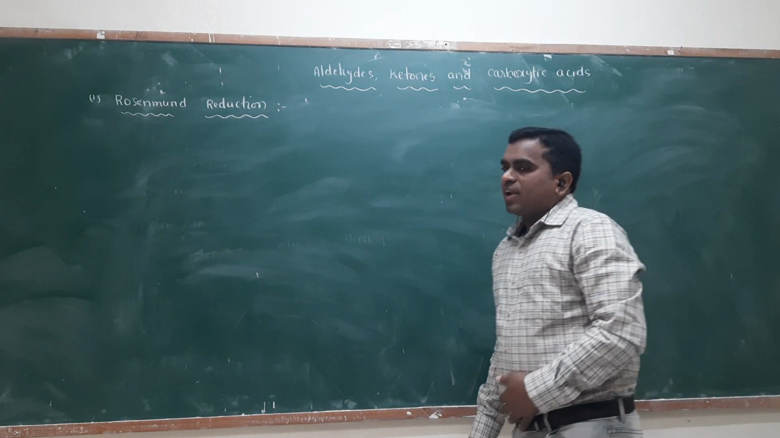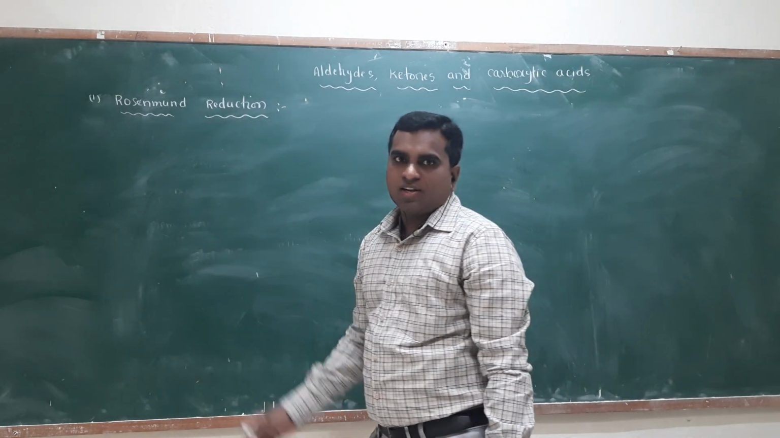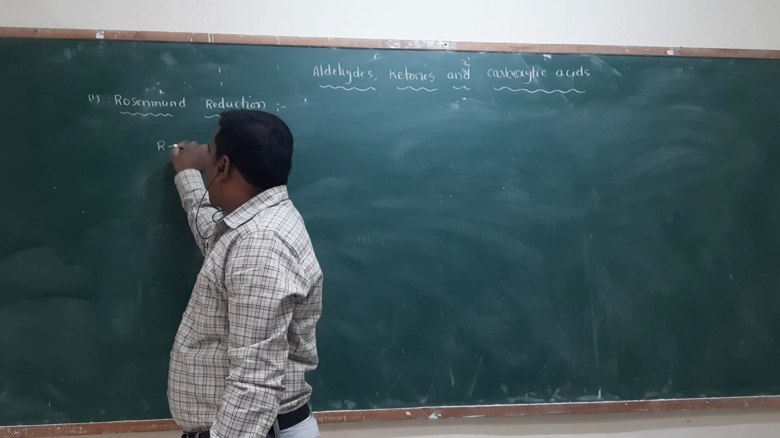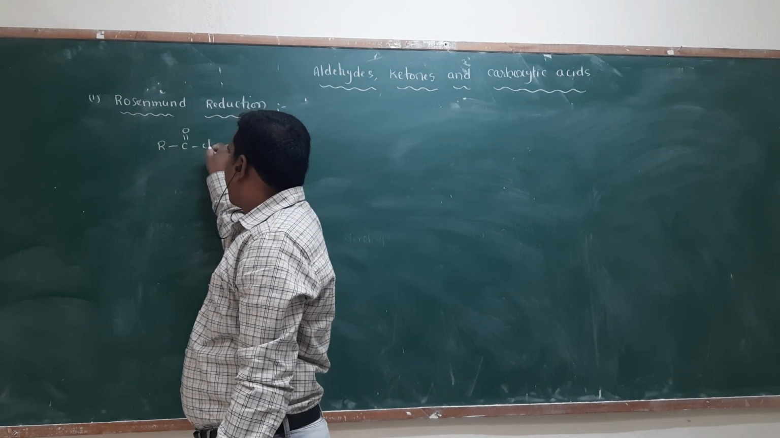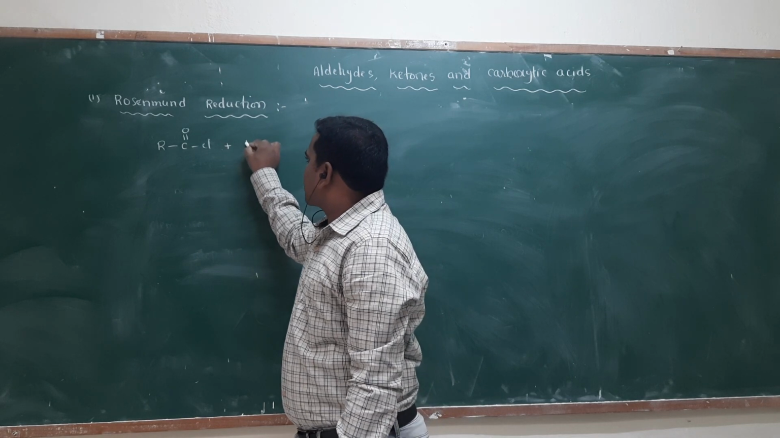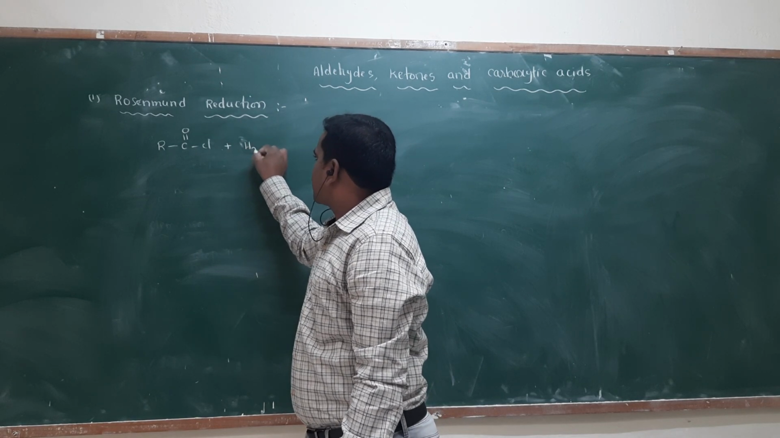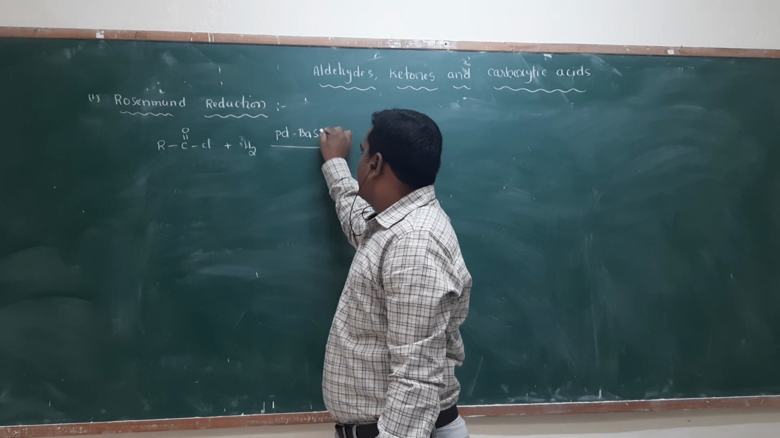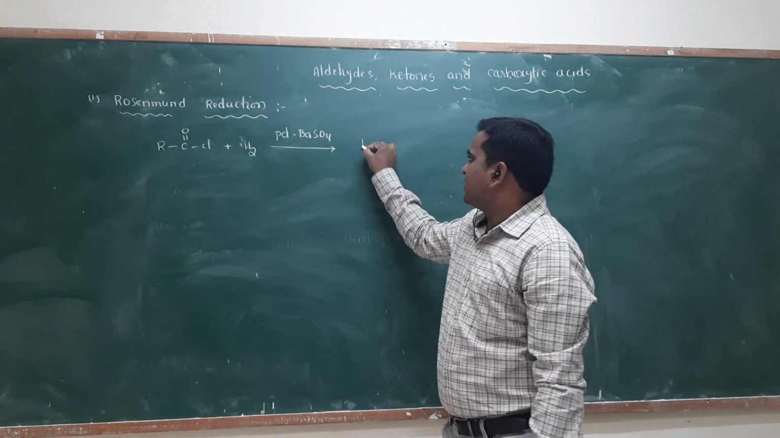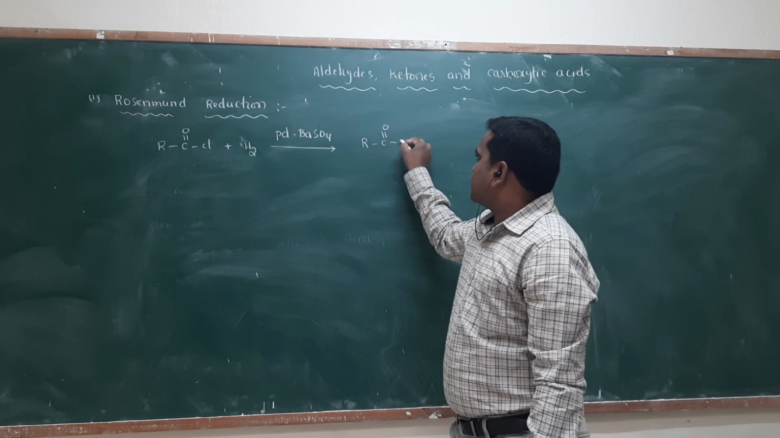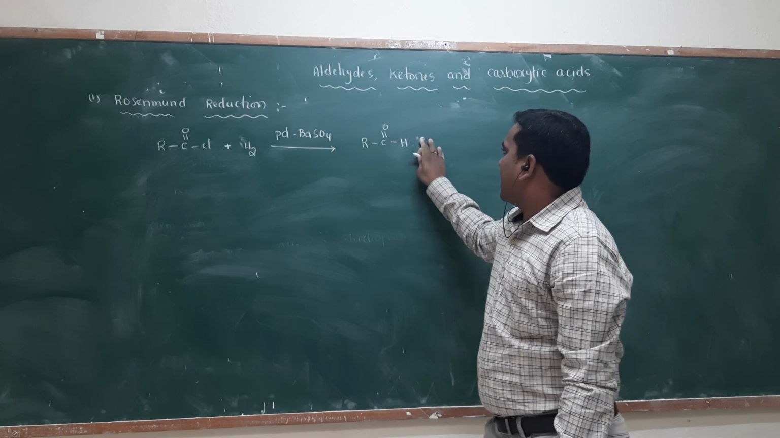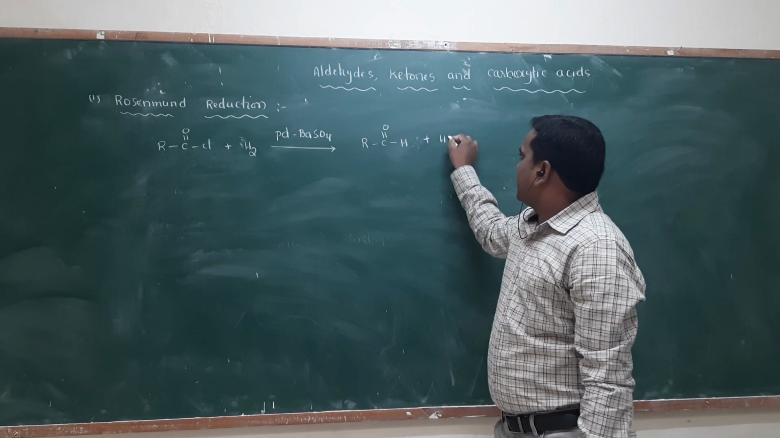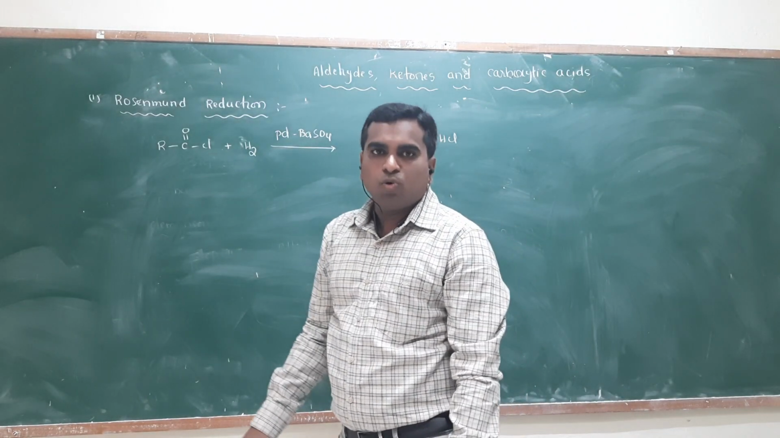So the next well-known named reaction is the Rosenmund reaction. What is the Rosenmund reaction? You know that acid halides undergo reduction in presence of palladium BaSO4. It gives aldehydes. This reaction is used only to prepare the aldehydes. Clear? Plus H2, and you get plus HCl. So ketones cannot be prepared by this method, only aldehydes.